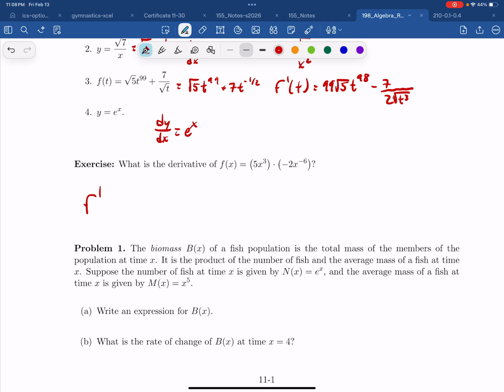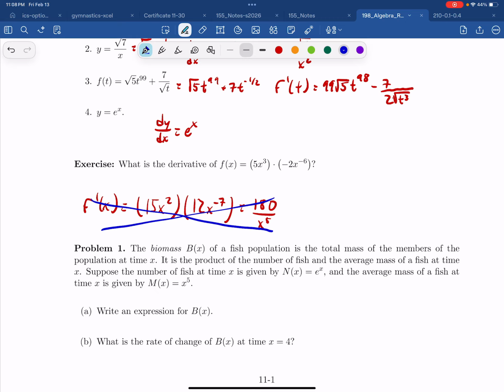Let's do it. If you did the following, if you said, okay, f prime of x is going to equal, well, the derivative of 5x cubed, which we know is 15x squared, times the derivative of negative 2x to the negative 6, which is 12x to the negative 7, which I guess would equal 180 x to the negative 5th, or 180 over x to the 5th, then you are wrong. Sorry, that's not how you do it. This is no good. And the reason it's no good is because we made an assumption that we shouldn't have made.